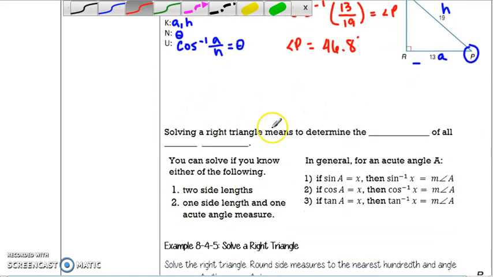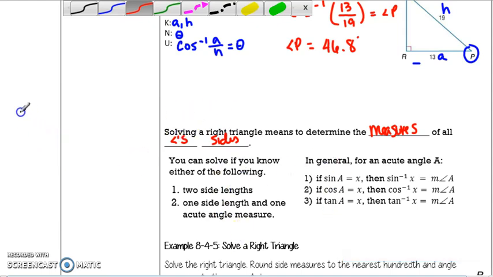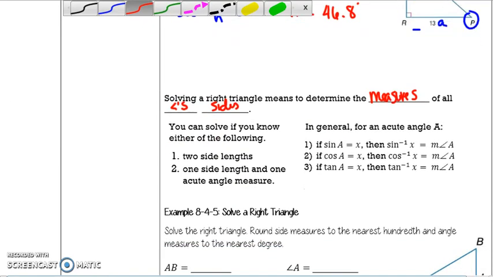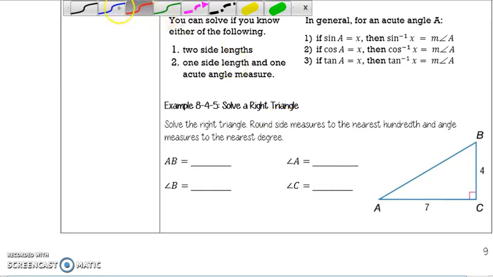So solving a right triangle means to determine the measures of all sides and angles. So when we solve it, we're finding all the sides, we're finding all the angles. So you can solve either if you've got two side lengths or one side and an acute angle, and then we can make our way through to figure out all the other pieces. So let's solve this one.